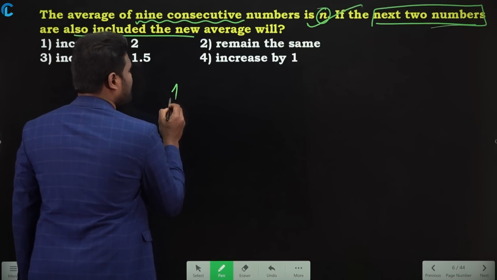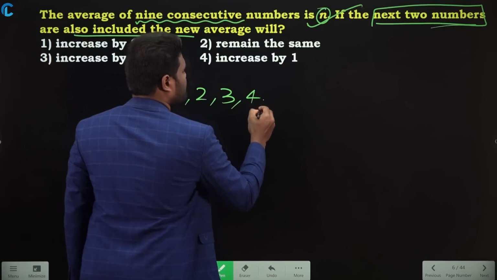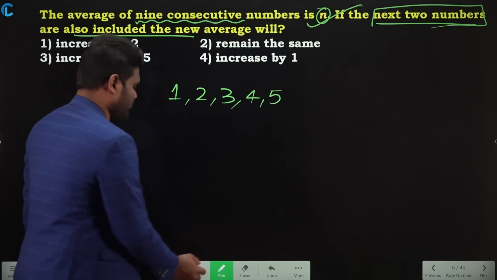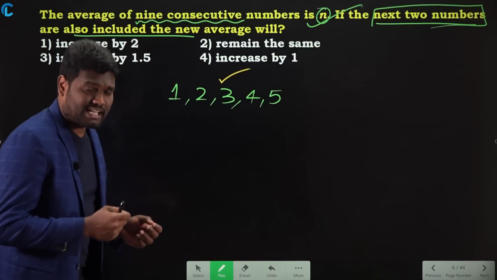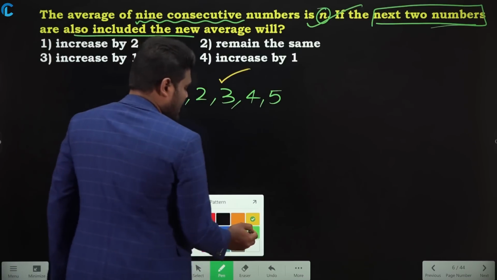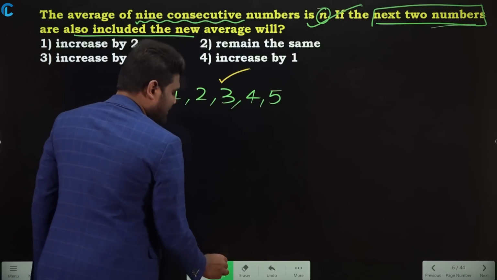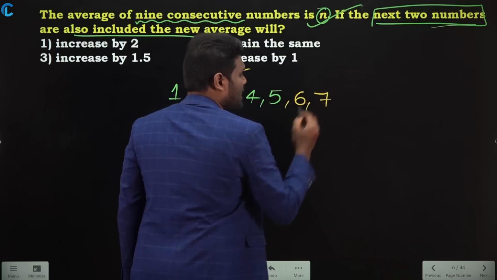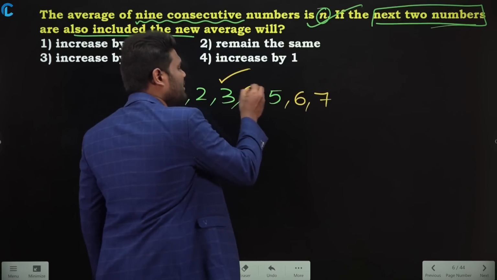Let us take an example. I have the numbers 1, 2, 3, 4, 5. What is the average of 1, 2, 3, 4, 5? The average is 3. Now, let us include the next 2 numbers. For 1, 2, 3, 4, 5, I am including 2 more numbers. The next 2 numbers are 6, 7. Now, if you observe here, what is the average of these numbers? The average is 4.